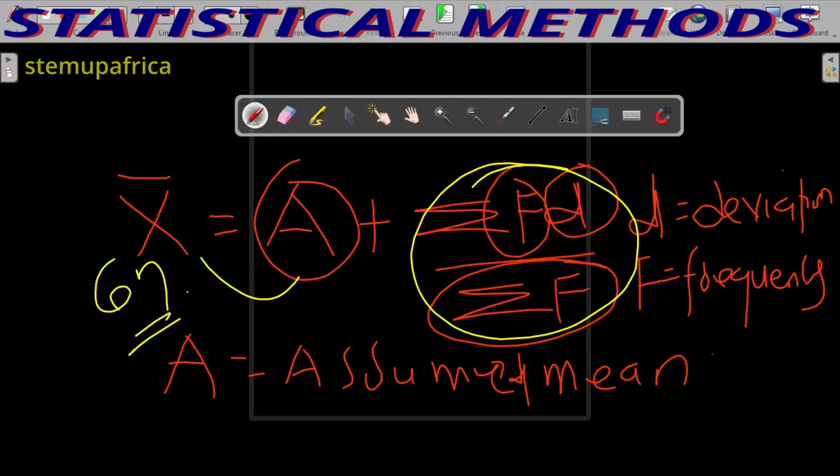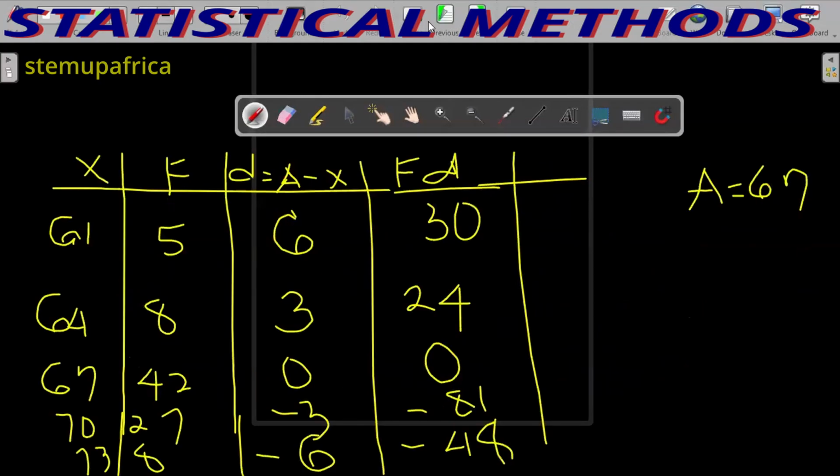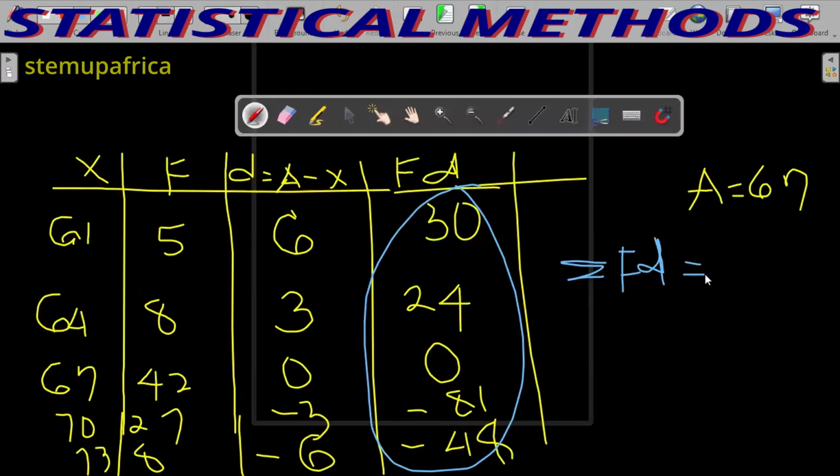So if you go back to the formula we wrote earlier, we have gotten all the information we needed. So now we can calculate the mean. First of all, I'll find summation FD and summation F. So what is summation FD? That means I'm adding everything here to give me summation FD. So my summation FD will be 30 plus 24 plus 0 plus minus 81 plus minus 48.